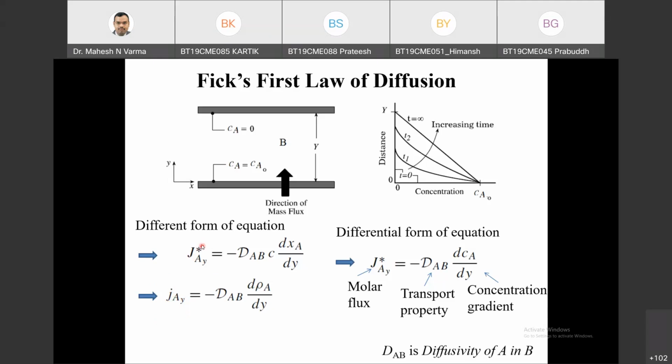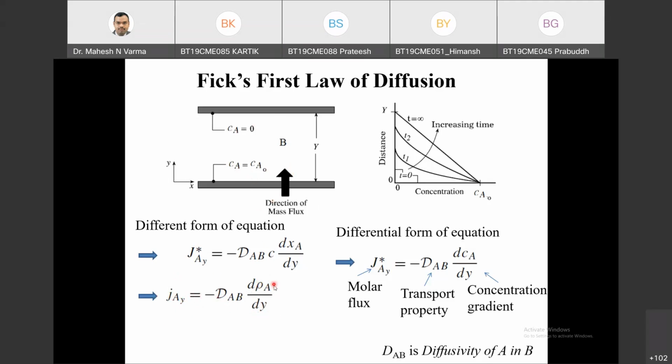Capital J star is the mass transport, discussed in molar form. So this is A in the Y direction. If you are discussing A, this will be the component and this will be the direction. So this mass transport will be equal to minus D_AB times the variation of density of A in the Y direction.